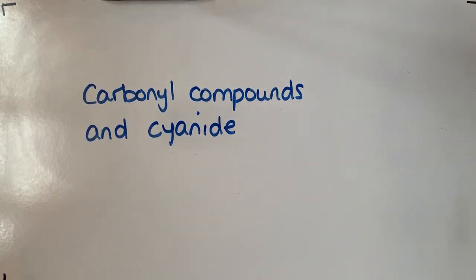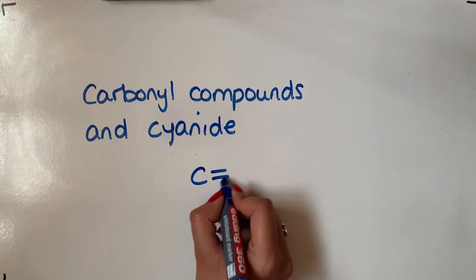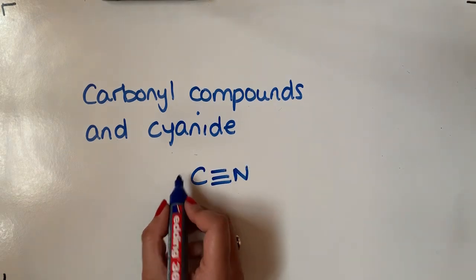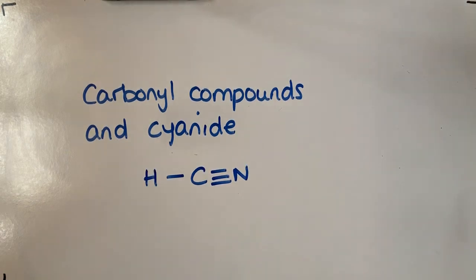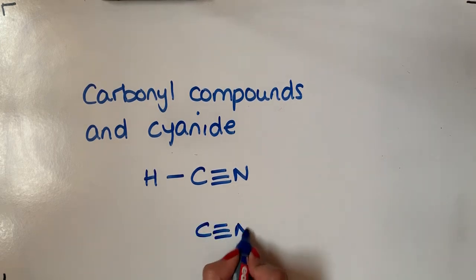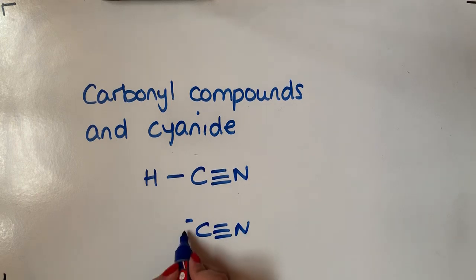We're going to be looking at the reaction of carbonyl compounds with cyanide. So what I mean by cyanide is this over here. Hydrogen cyanide is this molecule over here. If we want to look at cyanide ion, that's what we mean by cyanide ion. There is a lone pair of electrons on that carbon there. There's a triple bond between our carbon and our nitrogen.